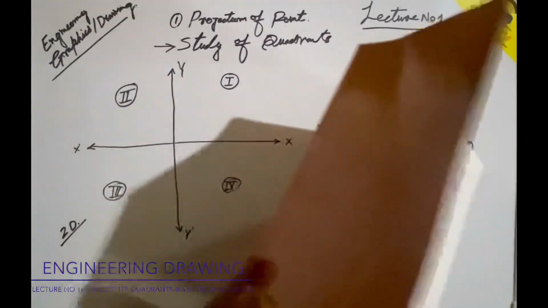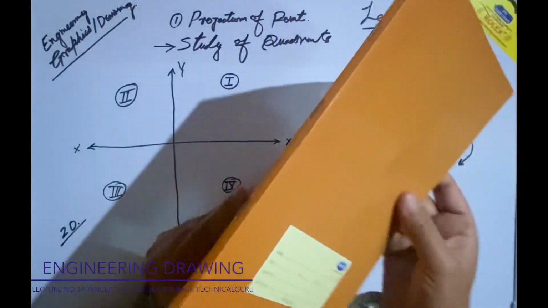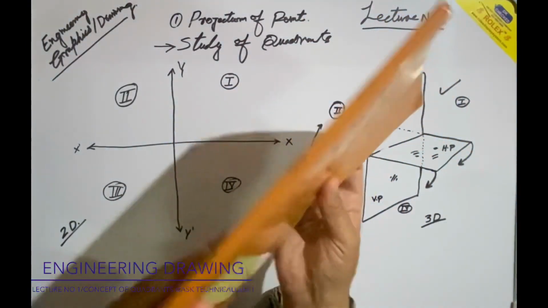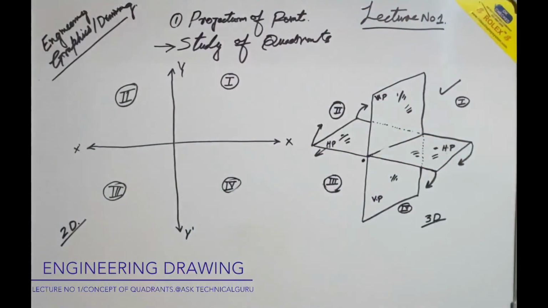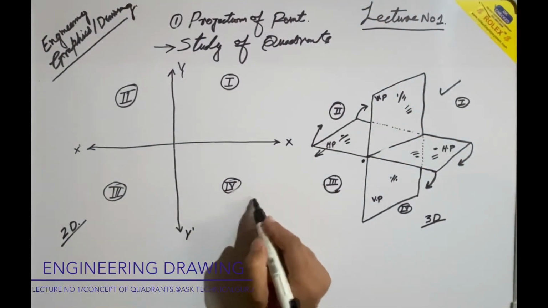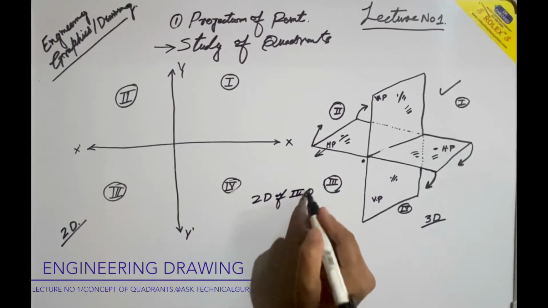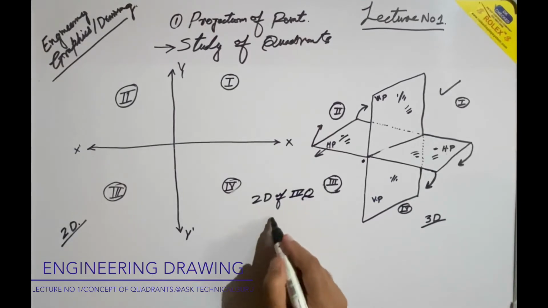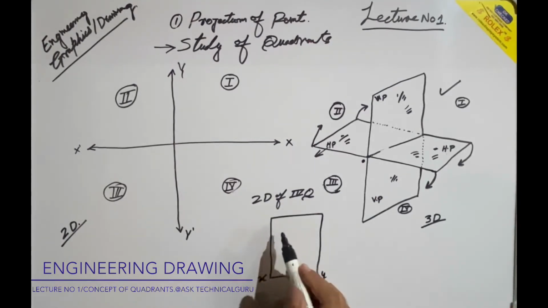Fourth quadrant will be like this. This is the horizontal plane, this is the vertical plane. Rotation is clockwise, and it will close like this. Means both the planes have overlapped, the vertical plane as well as the horizontal plane. Let us draw the 2D of the fourth quadrant system. It will simply be like this. Two planes will overlap, XY line, vertical plane and horizontal plane.